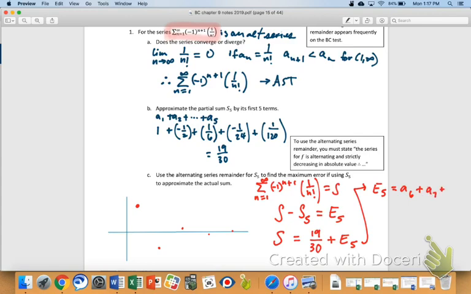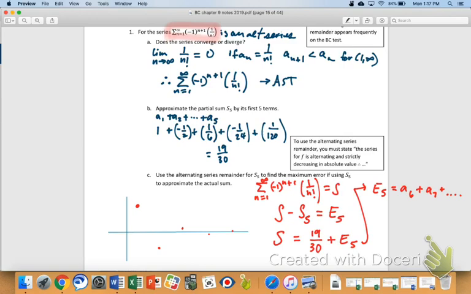A7 plus, dot, dot, dot, like forever, essentially. What's going to be true about A6, A7, A8, A9, A10? I'm not looking for the exact values, but what? They're going to get smaller towards 0. We already proved that. And they're going to switch signs every time.